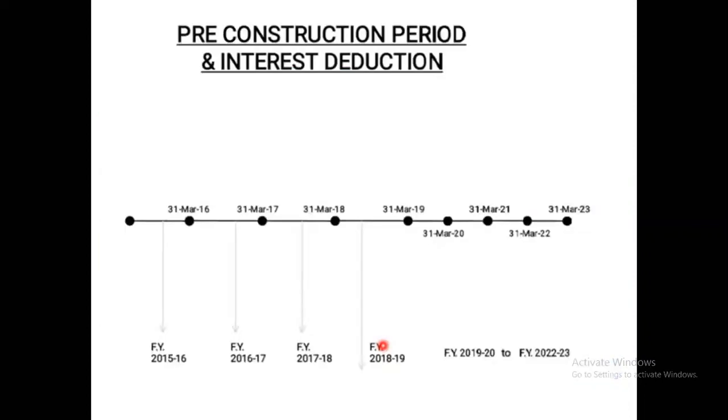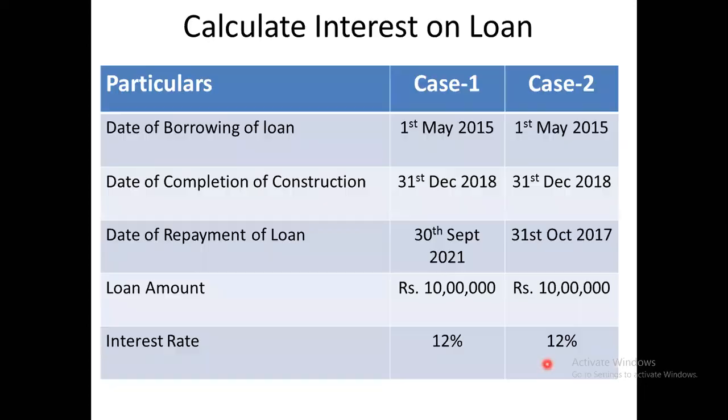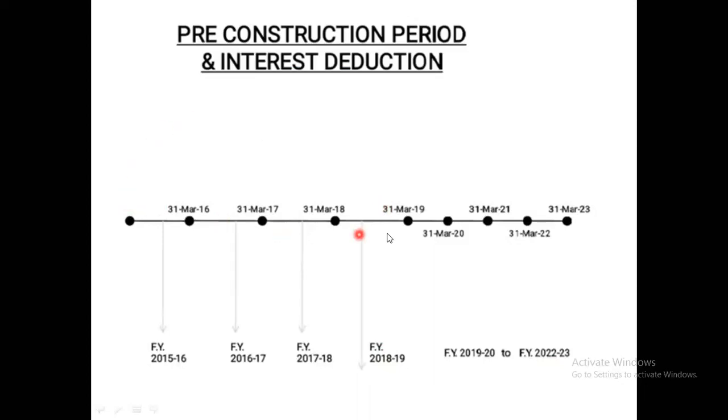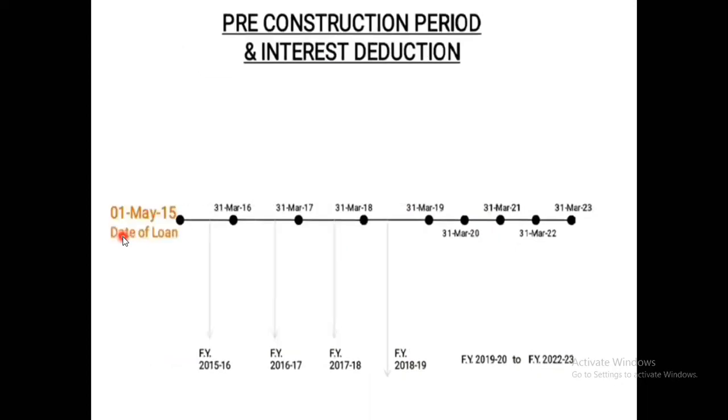Okay, now in this slide, you can see that there is a timeline which has been created which shows the financial years from 2015-16 to financial year 2022. Now, as per our example, you can see that the date of borrowing on loan for both case 1 and case 2 is on 1st May 2015. Therefore, on this particular timeline, we will write down the date of borrowing of loan. So our date of borrowing of loan is on 1st May 2015.